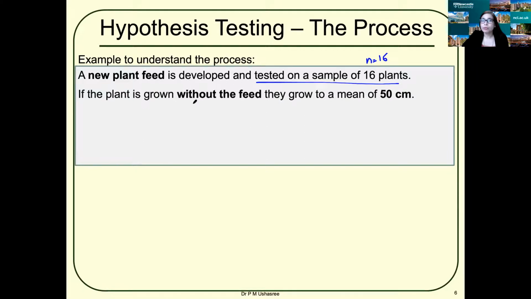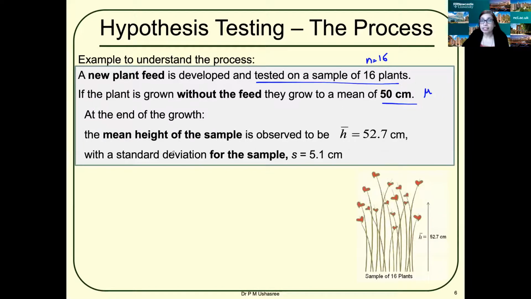If the plant is grown without the feed, before the feed was applied, before the feed was developed or discovered, the plants used to grow to a height of 50 centimeters. So that was the population mean, before the plant feed was applied. Now, when the plant feed is applied, they noticed that for this sample, the mean height was 52.7. So this is your sample mean, which is represented as h bar.